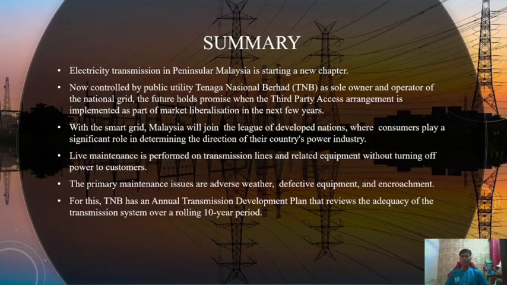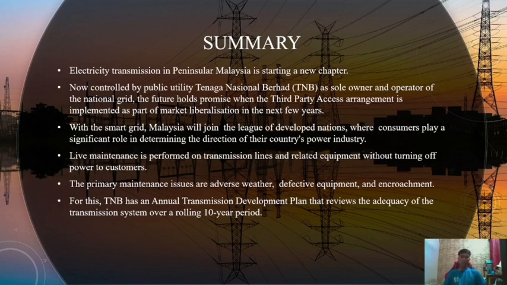So, the summary: electricity transmission in Peninsular Malaysia is starting a new chapter, now controlled by Tenaga Nasional Berhad (TNB) as the sole owner and operator of the national grid.